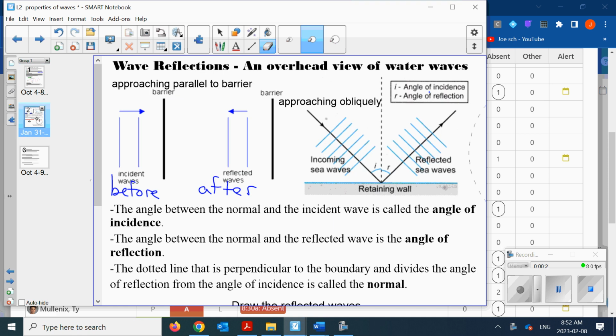We were just talking about waves approaching a barrier, whether it's straight on, with 0 degrees angle of incidence, that's straight on here. They come straight back a second later. Then we're talking about oblique angles, angles that are not 0, not straight on. They reflect at the exact same angle. We just went through the terminology.